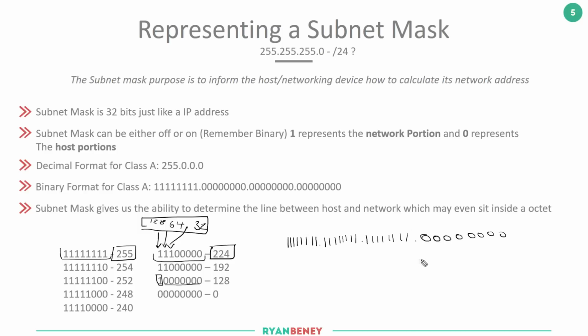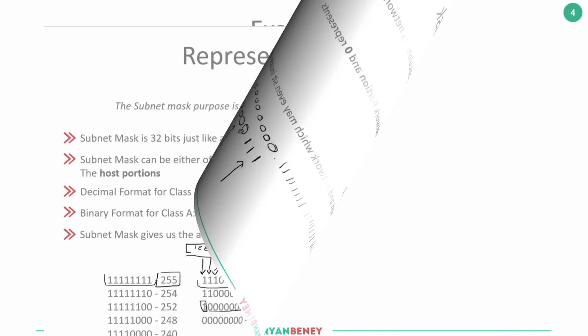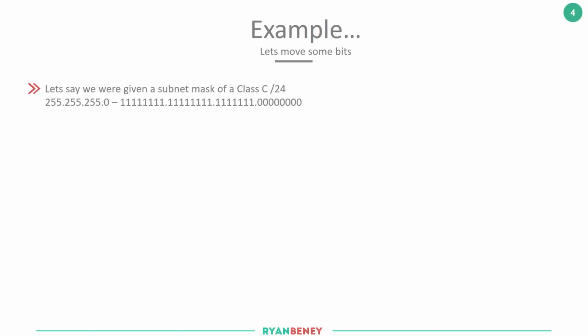Well, in binary what we can do is we can decide to turn on more bits in this host portion and therefore create a different subnet mask. And creating a different subnet mask allows us to have a different value of host bits as compared with the new network bits. And this is the first step of subnetting. Okay, so let's start with an example so you can see what I'm referring to here.